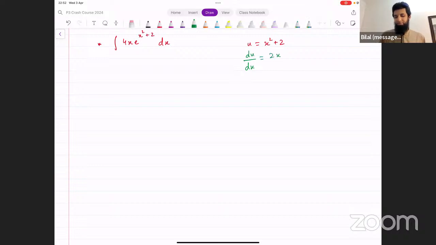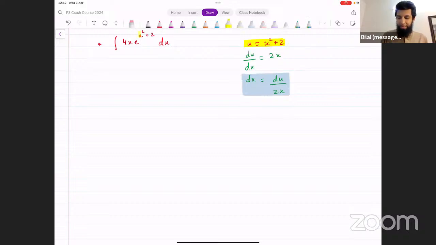It's 2x. And now you have to make dx the subject, and that gives you dx equals du over 2x. And you just have to input these two things down. Instead of x squared plus 2, you're going to put u. And instead of dx, you're going to input du over 2x. Let's do that and see what happens.